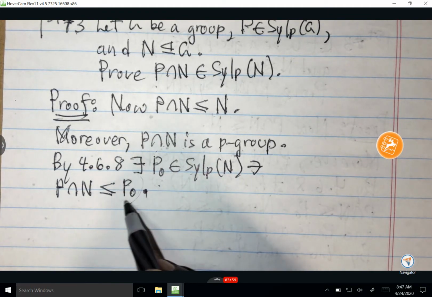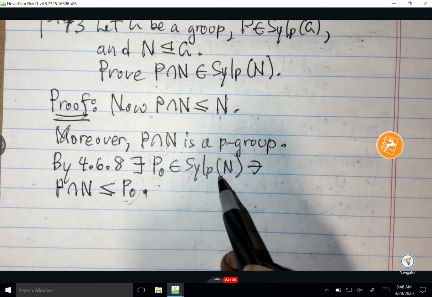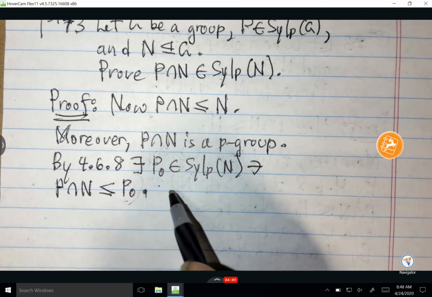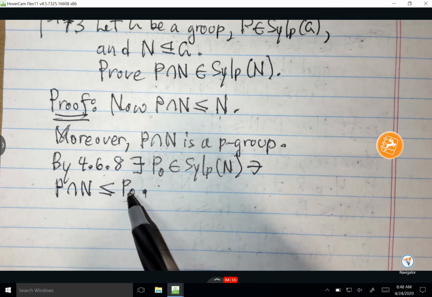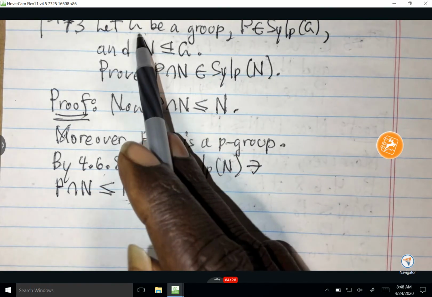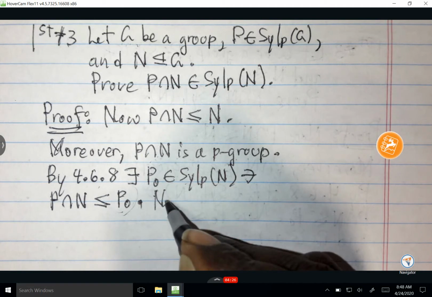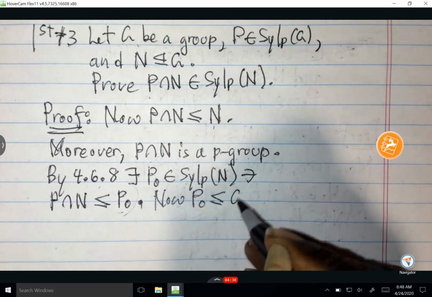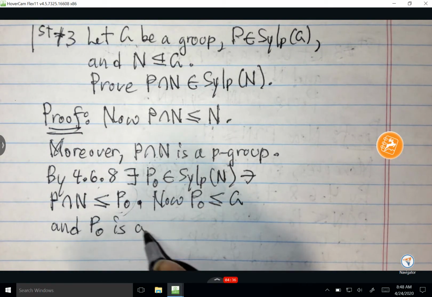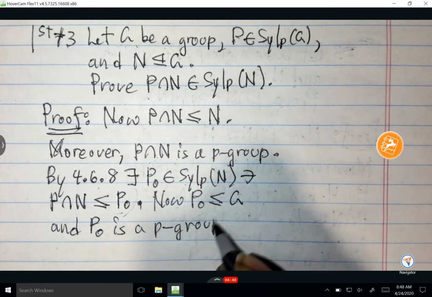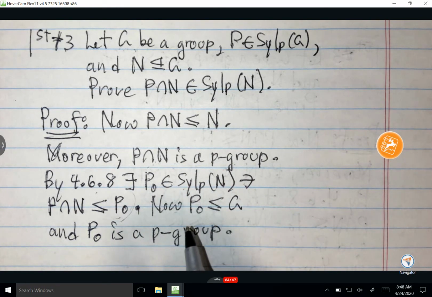Now I start looking at P0. P0 was a Sylow p-subgroup of N. That means it's a p-group, and it's a subgroup of N, so it's a subgroup of G. So it's a p-subgroup of G. So I can use this theorem, 468, Sylow's theorem, again on P0 in relation to now G. Now, P0 is a subgroup of G, and P0 is a p-group. So I know P0 is a p-subgroup of G.